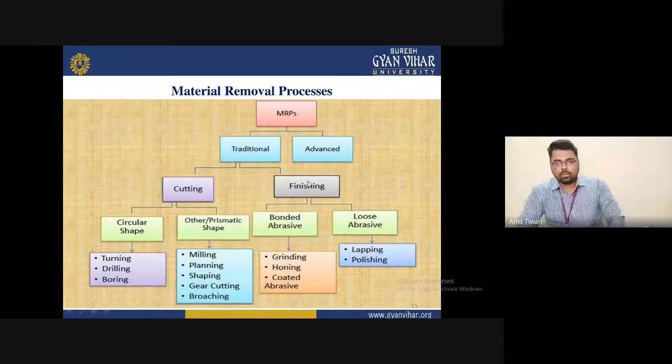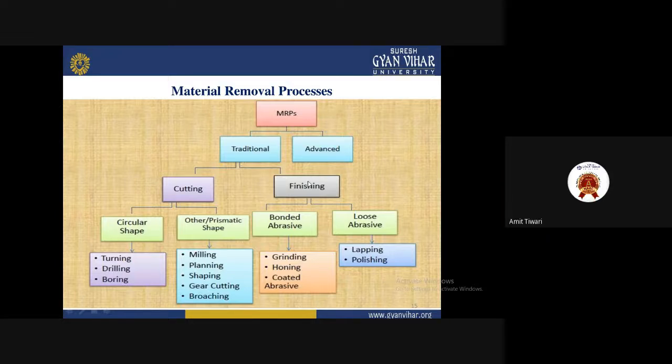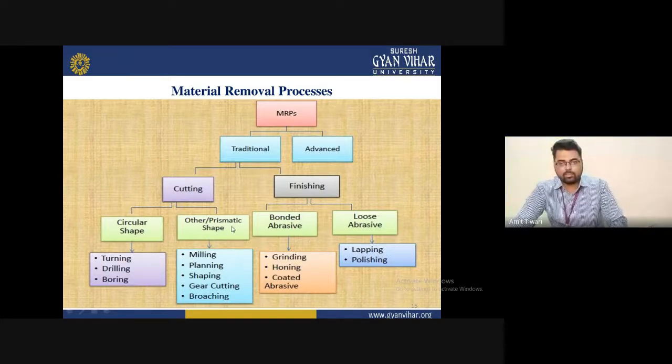Now I am showing a flow chart to understand the material removal processes. First of all, the material removal processes are classified into two categories, traditional and advanced. Traditional has two subparts, cutting and finishing. Cutting has circular shape and prismatic shape, and finishing is divided into two subcategories, bonded abrasive and loose abrasive.